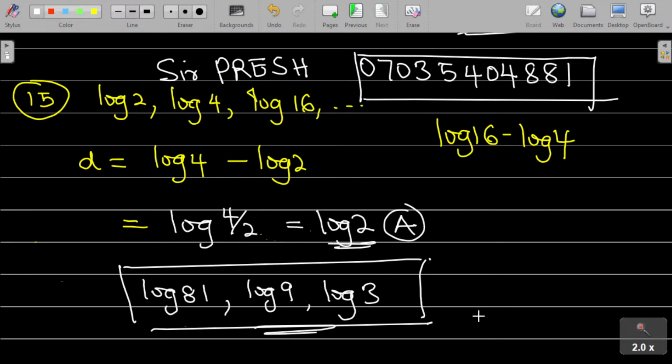Okay, I should solve this one. If we go, just do log 9 minus log 81, which is log 9 over 81. That's log 1 over 9. It's not log 9, it's log 1 over 9. 1 over 9 is correct. It's not in the options. The answer is not in the options. It's log 1 over 9.